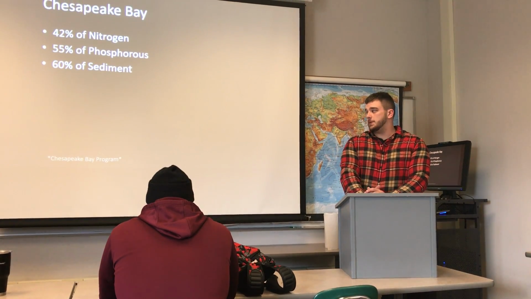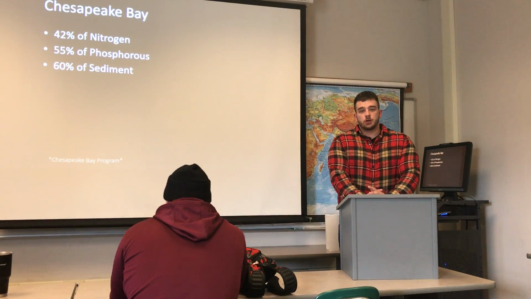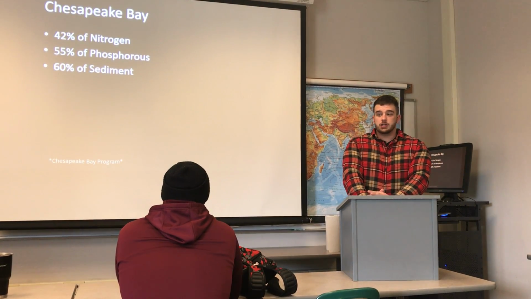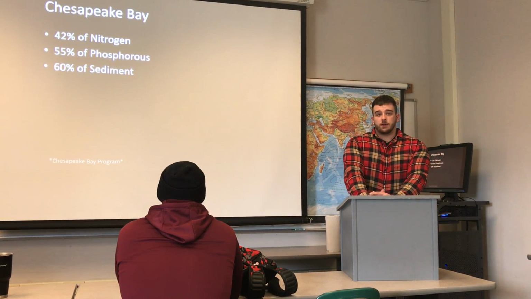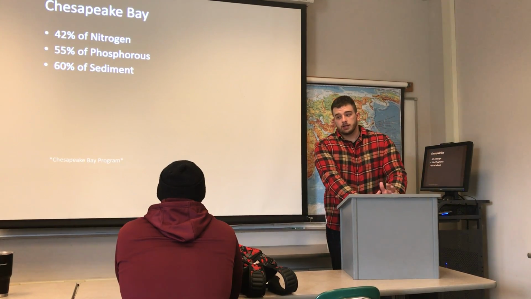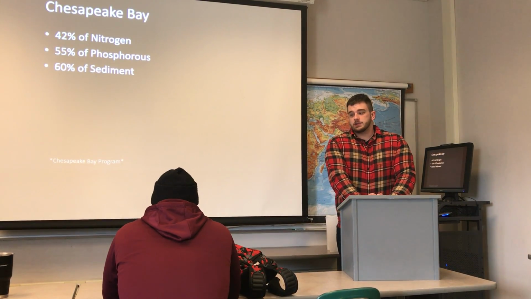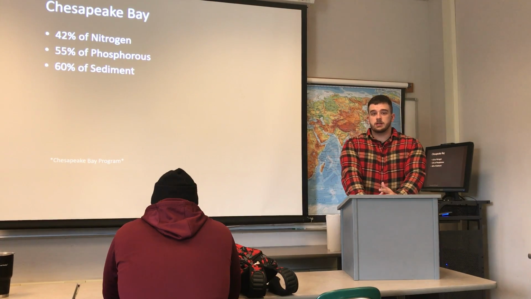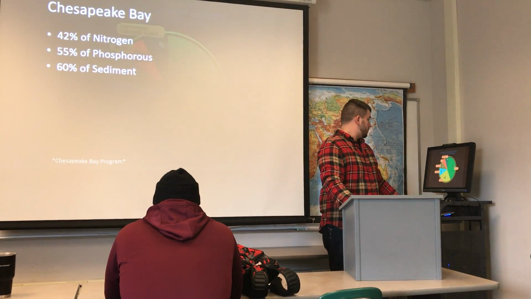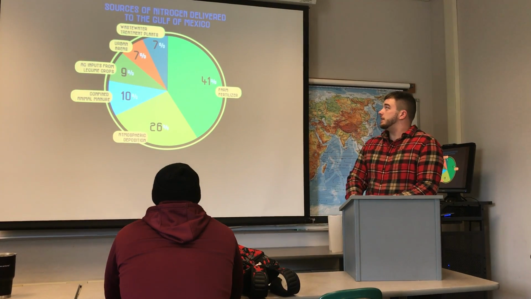The Chesapeake Bay Program shows that 42% of the nitrogen found in the Chesapeake Bay comes from agriculture. 55% of the phosphorus found in the bay comes from agriculture, as well as 60% of the sediment. This is all because of the fertilizers and chemical pesticides, as well as the tilling of the fields. Everything runs off into rivers, which in turn go to the bay.